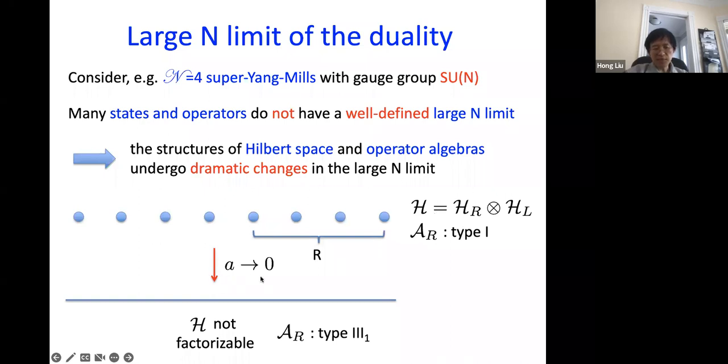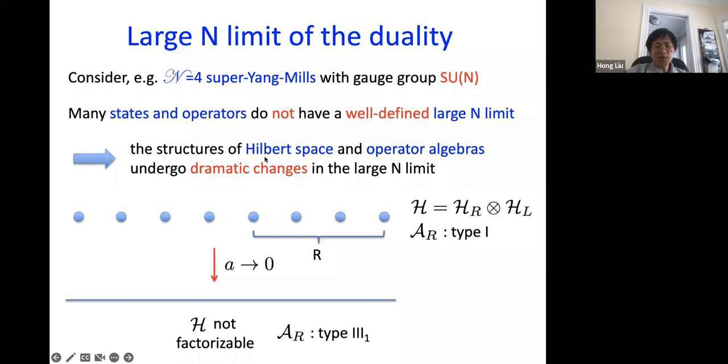But now when you take a goes to zero, when you take a continuum limit, the energy of many states in this Hilbert space depends on a, and when a goes to zero, those energies become infinite. Also the action of many operators can depend on a, and when a goes to zero, some of those operators are no longer well defined. So in the continuum limit, only those states which have a finite energy survive. Those states are not factorizable in the original Hilbert space, and that also changes the nature of your operator algebra.